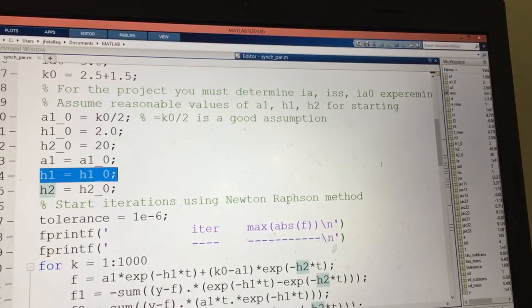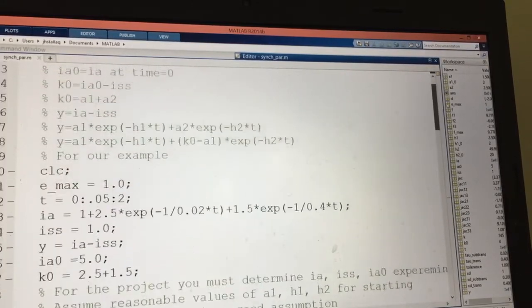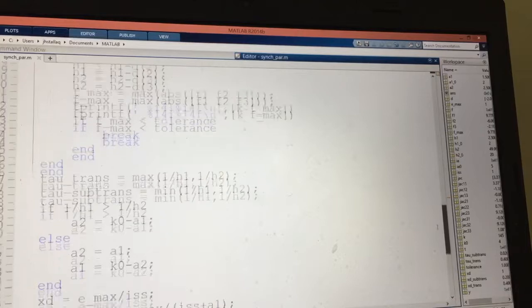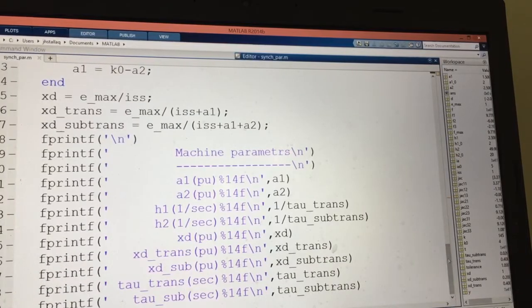So I'll send this video to you. I will send also this program on a PDF. You can type it and try it. And for those who take 205 numerical analysis with me, you can also practice it as a curve fitting for a practical problem such as synchronous generator parameters calculation.